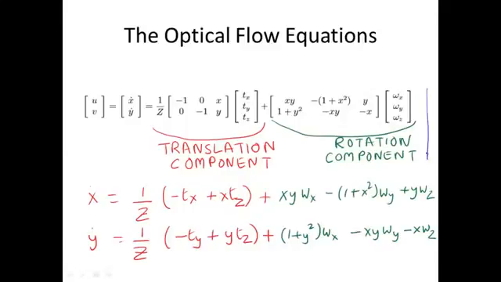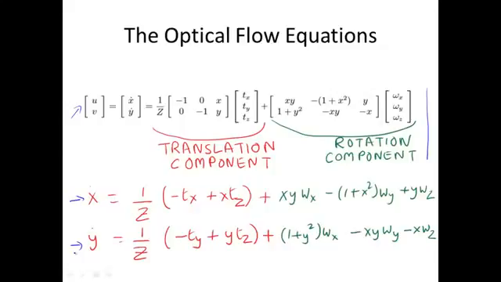These were shown last time. And the way to understand these is that there is a translational component and a rotation component. I want to make one bit of notation clear. These are vector equations, so I've written them out in a compact way, but these are two vector equations which really consist of two scalar equations.